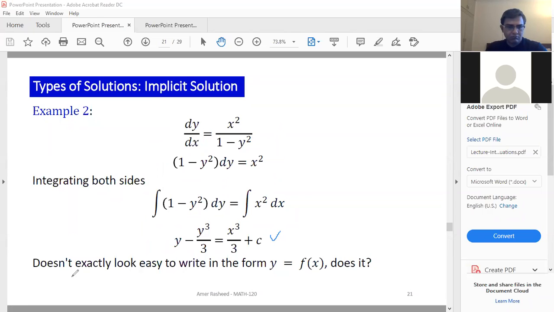It doesn't look easy to write in the form of f of x. So this solution cannot be written in the form of an explicit function. So it is an implicit solution. If you have any question, you can ask me. Otherwise, we are going to move forward.